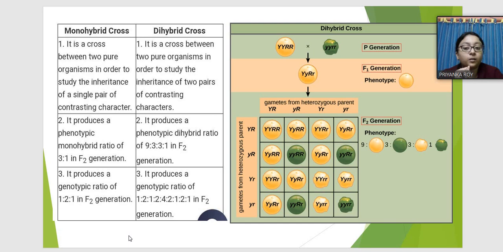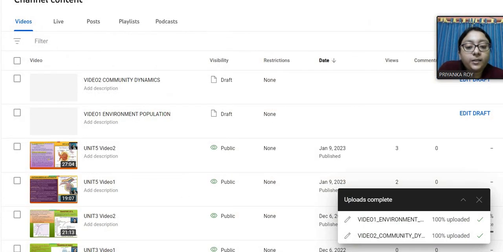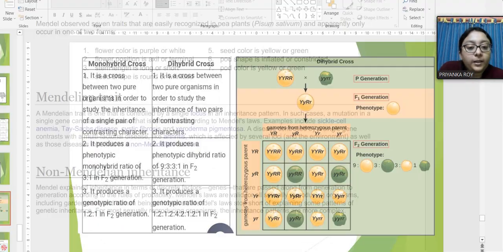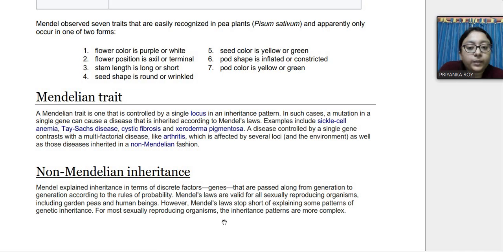Now, coming over here, Mendelian inheritance is basically the inheritance in which the Mendelian trait is controlled by one single locus in an inheritance pattern. So locus is a particular location of an allele in a gene or in a chromosome. That is known as a locus.